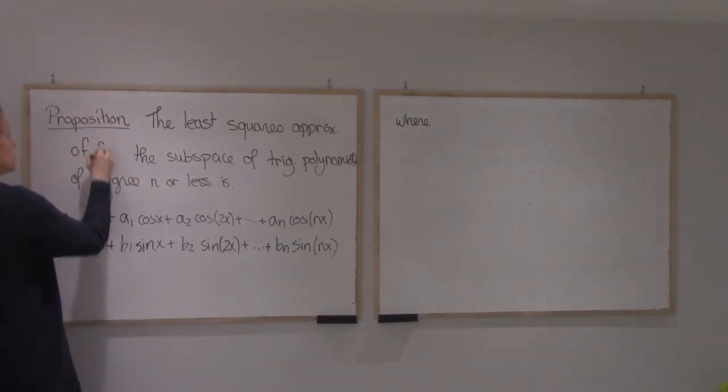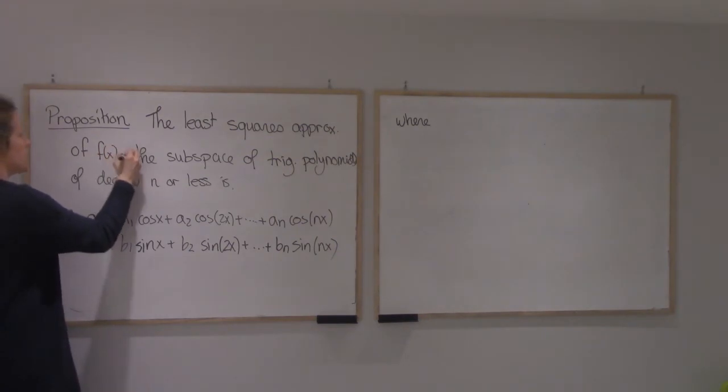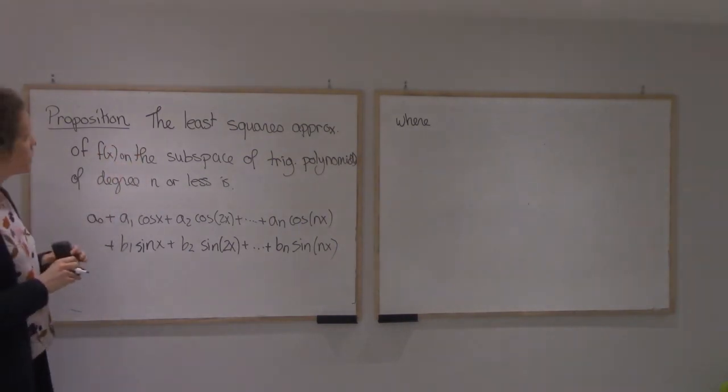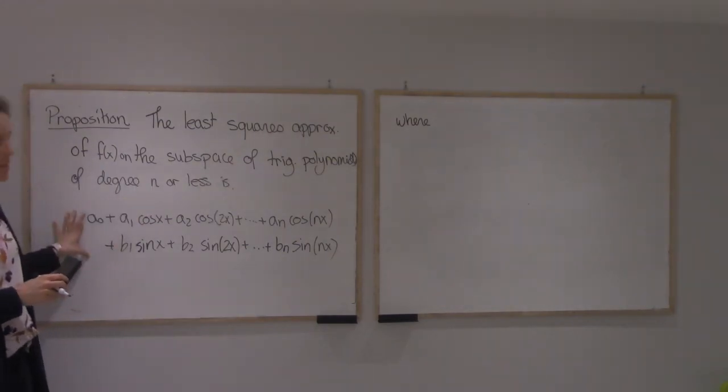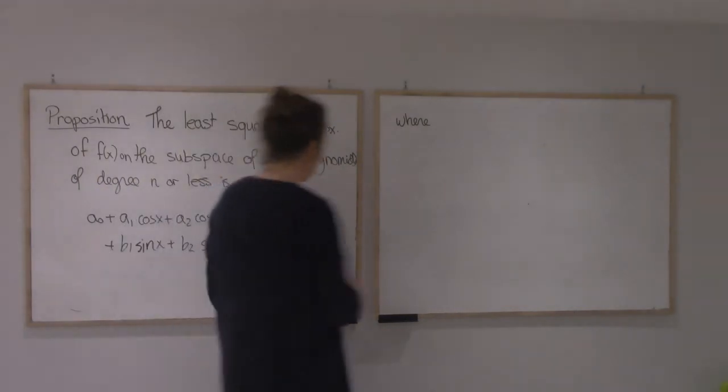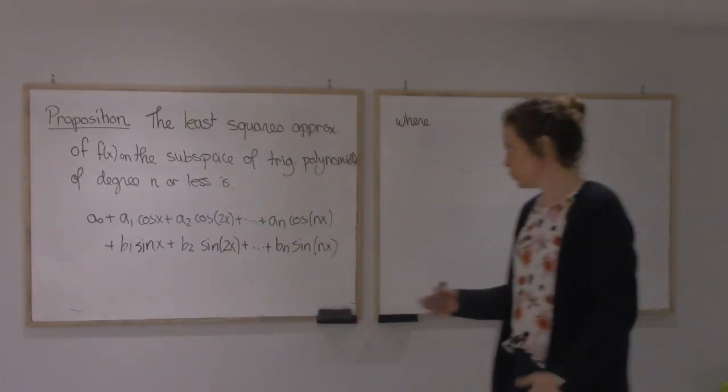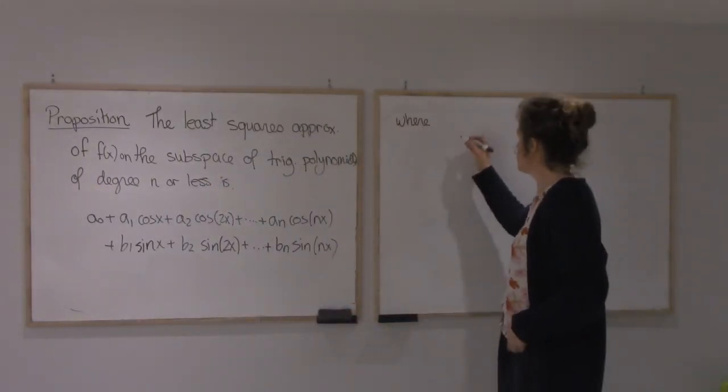If I have a function f and I want to approximate it on the space of trigonometric polynomials of degree n or less, I'm going to get something like this. And we can get pretty nice formulas for this.